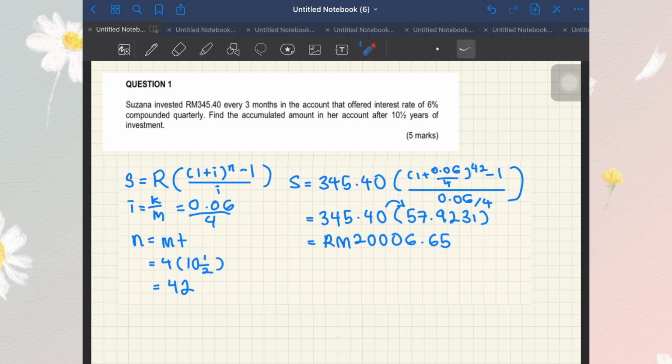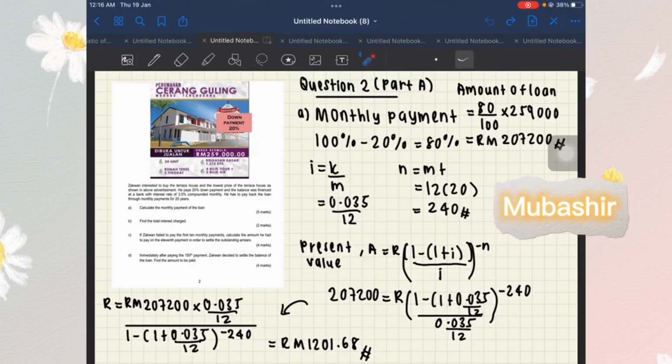Now you just need to apply the numbers given by the question into the formula, which is S equal to RM345.40 in bracket 1 plus 0.06 over 4, power of 42, minus 1, over 0.06 over 4. If you simplify it, you will get 345.40 in bracket 57.9231. Then you multiply, and you will get the final answer, which is RM20,006.65.